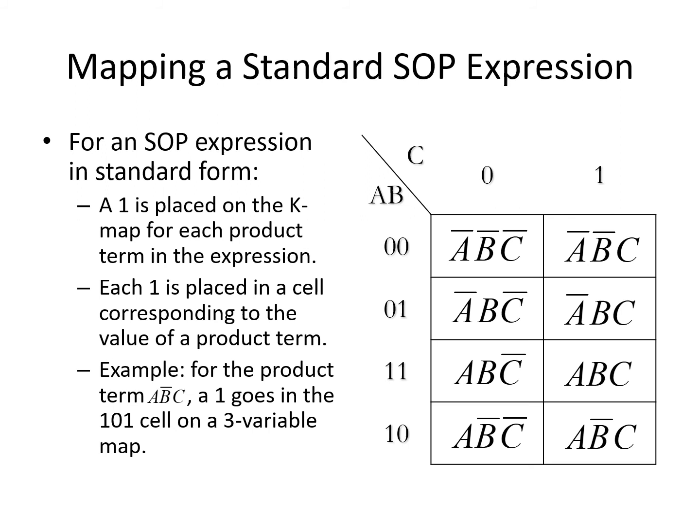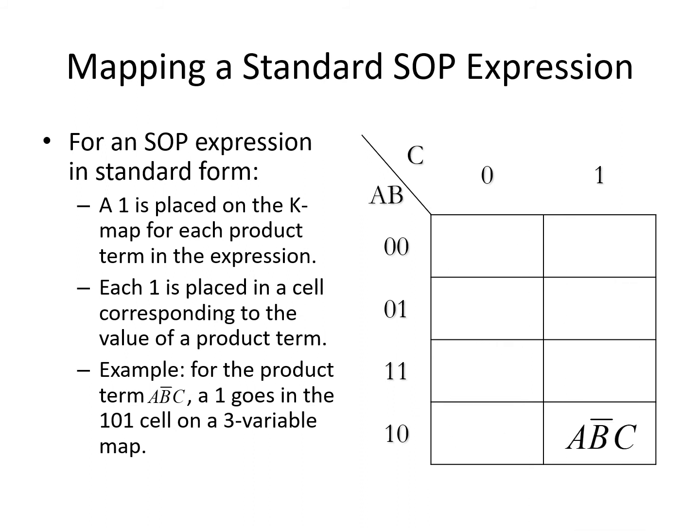Now, mapping a standard SOP expression. For an SOP expression in standard form, a 1 is placed on the K-map for each product term in the expression. Each 1 is placed in a cell corresponding to the value of the product term. For the product term A, B bar, C, a 1 goes in the cell 101 on a 3 variable K-map. So this is where we are going to get that 1. This is how we map the standard SOP expression onto the K-map.